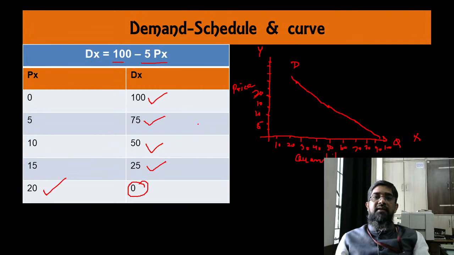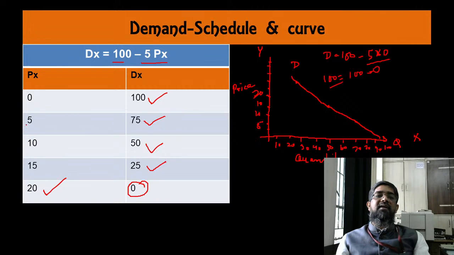If I take the price of x as 0, look here, Dx is equal to 100 minus 5 multiplied by 0. Then this whole term becomes 0, so 100 minus 0. So what does Dx become? It becomes 100, so here you see 100 is written. If you take the price as 5, then 5 multiplied by 5 is 25, right. Dx is equal to 100 minus 5 multiplied by 5, which is 25. So it is 75. So you can see this way it is 75.